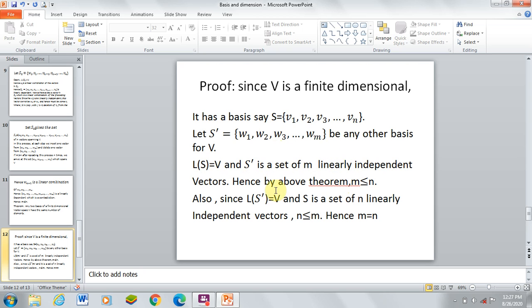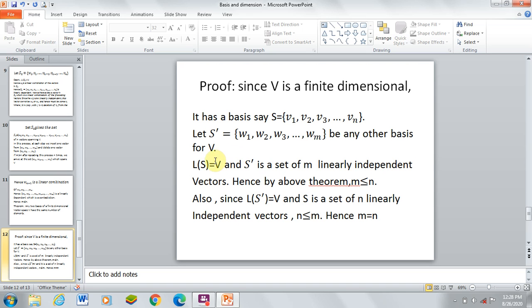Here, S dash is a set of m linearly independent vectors. Using the above theorem, m is less than or equal to n. Also, L of S dash equal to V. Here L of S equal to V and S dash is a set of m linearly independent vectors. Hence, that linearly independent set of vectors is the smallest. Therefore, using the above theorem, m less than or equal to n.